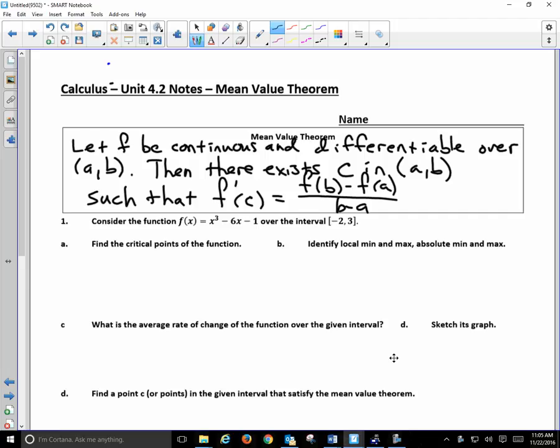Okay, so let f be continuous and differentiable over (a, b). Then there exists c in (a, b) such that f prime of c is equal to (f(b) minus f(a)) over (b minus a). Darren said something very intelligent earlier. He said, that looks like slope. What part looks like slope, Darren? f(b) minus f(a) over b minus a. Very good. And it is. So let's understand what this is talking about.